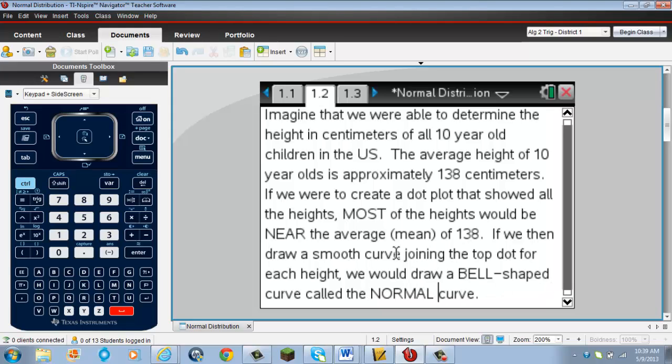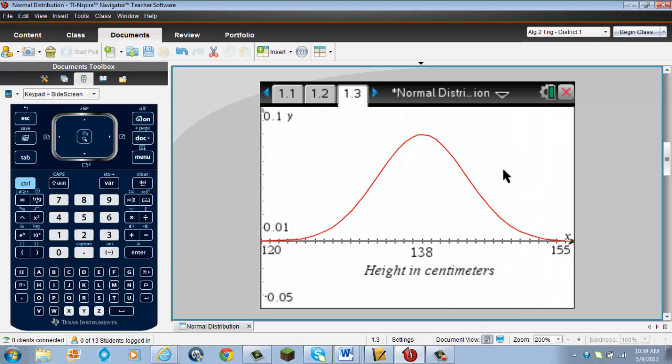When you go to page 1-3, you'll see a normal curve for that data of 10-year-olds' heights in centimeters. Here's a bell curve that I created from the data. Notice that in the middle is the height of 138 centimeters, and most of the heights of all the children are near that 138. The majority is under the curve. In calculus, you'll talk about that as area under the curve. Here we're just looking at the most space under the curve.